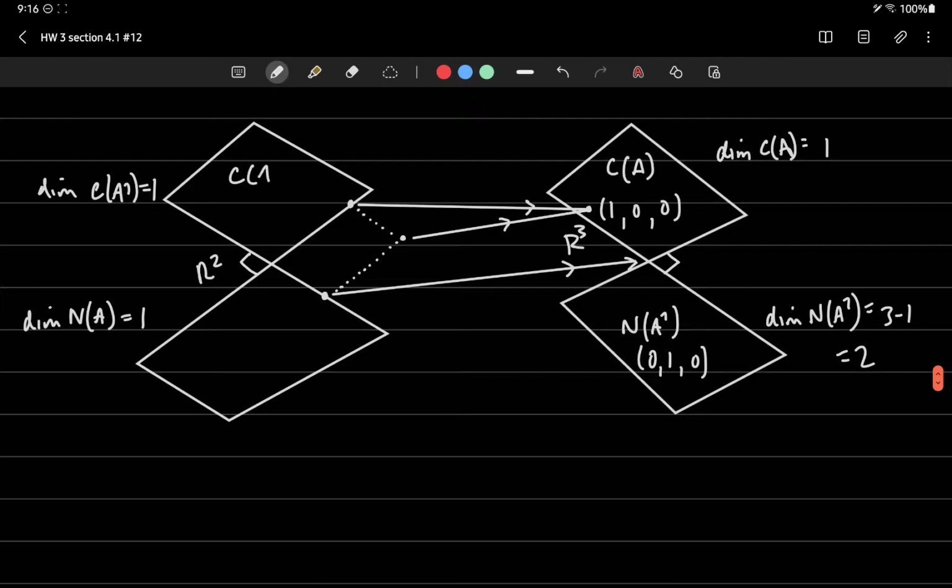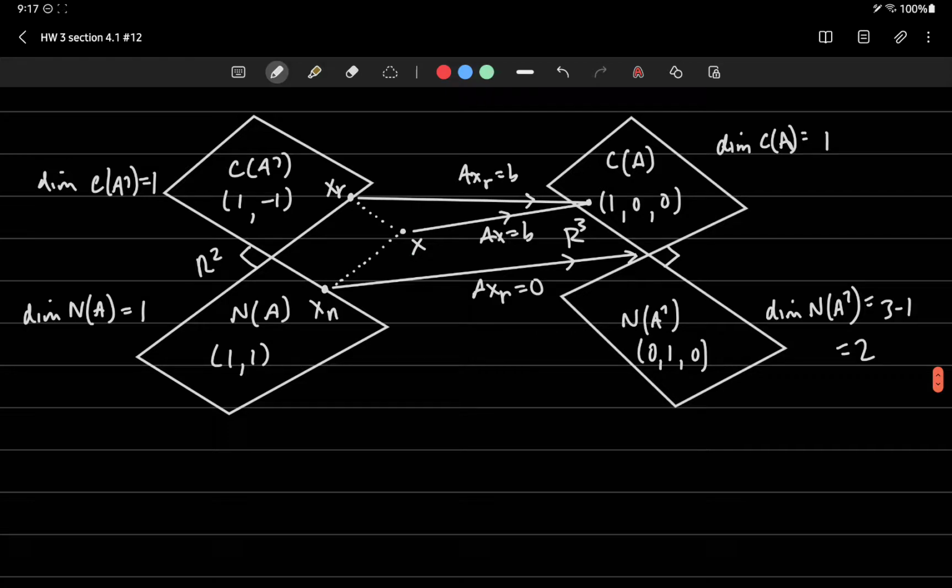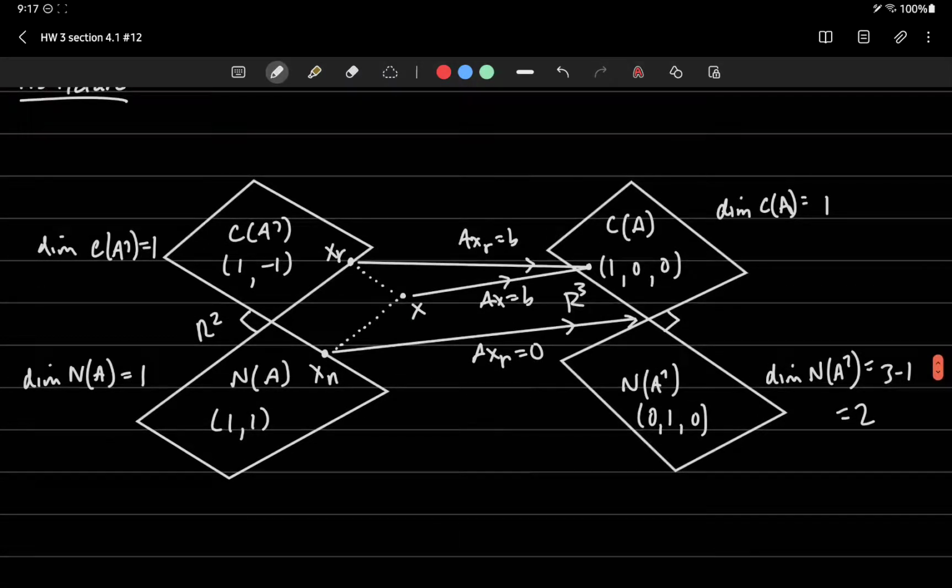So we'll put the row space in the top square, and a basis would be 1, negative 1. For the null space, the basis was 1, 1. And from 4.1, if you remember, when AX equals B, AXR will also be B. So A times XR will go to the column space, while A times XN will go to 0. This dot being XN, and this dot being XR. And them meeting up will be X. So this would be the picture.